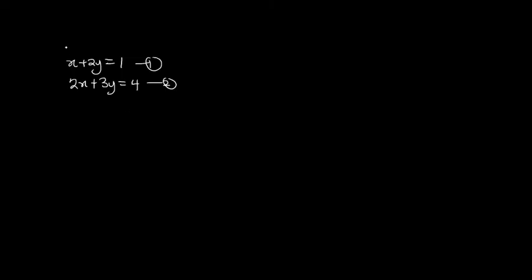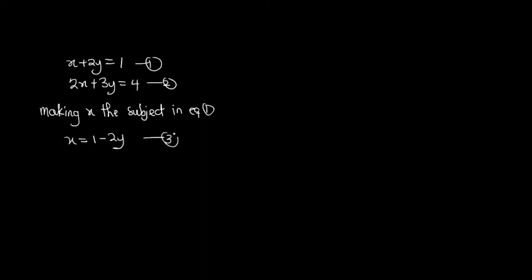Now from equation 1, let me make x the subject. If I do that, I have x is equal to 1 minus 2y. That is, I maintain the x here and then I send the 2y to the other side of the equal to sign. So let me make this equation 3.